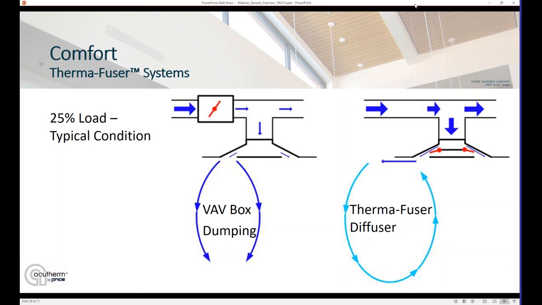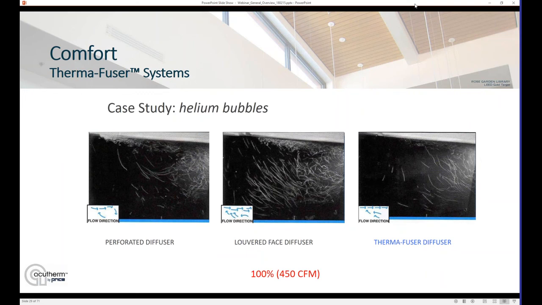However, with the Therma-Fuser diffuser approach, by pinching that air off only right there at the exit to the space, high discharge velocity is maintained even at low air volumes, and we're able to continue to mix that room very well. This is important because VAV systems spend the majority of the time in some form of turn down, and if you're not correctly moving the air at turn down, you're really sacrificing some comfort there. This can be demonstrated through a variety of tests.